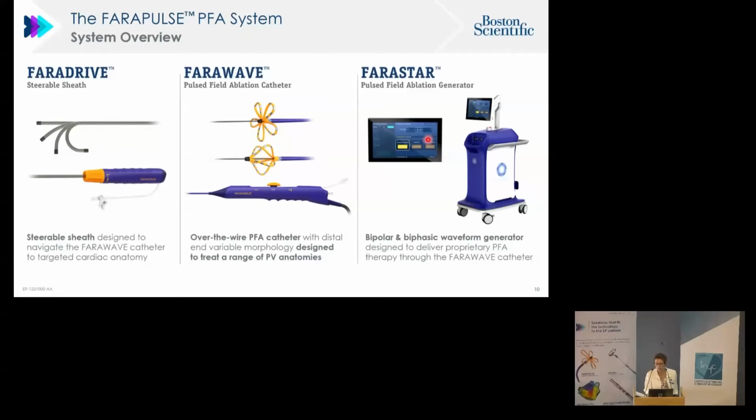And finally, the Farastar ablation generator will be able to deliver this optimized waveform. Very, very few parameters that you can modify. It's only the voltage that can be adjusted from 1.9 to 2 kilovolts. And we usually use 2 kilovolts now for all the procedures. And that delivers, again, I repeat, a bipolar and biphasic waveform.